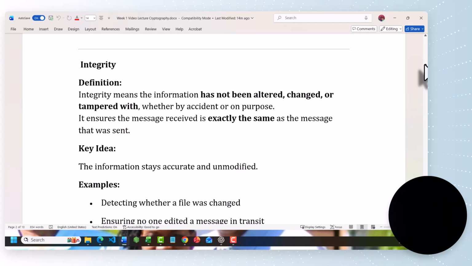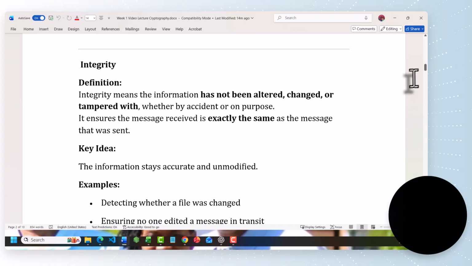Integrity means that the information has not been altered, changed, or tampered with. When I get a message, or when you receive a message, you can be assured that no one has messed with that information or changed it, or even accessed and read it before you did. So this is about making sure that what we're sending and what we're receiving hasn't been tampered with. The information stays accurate and unmodified.